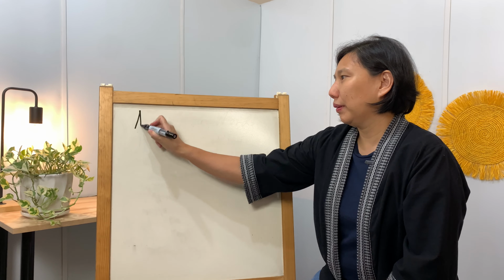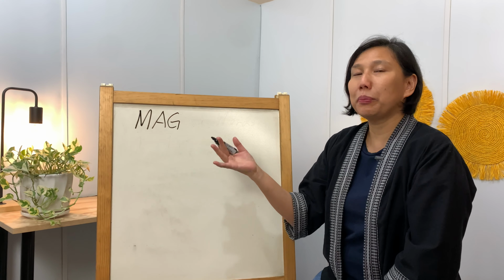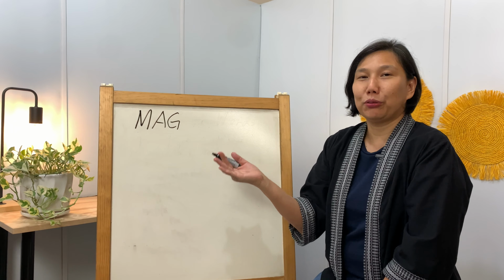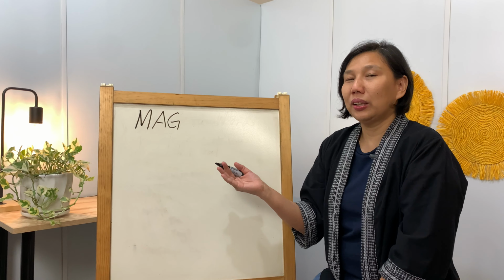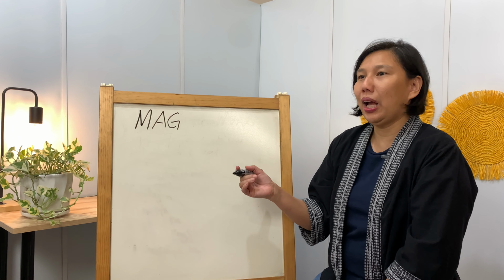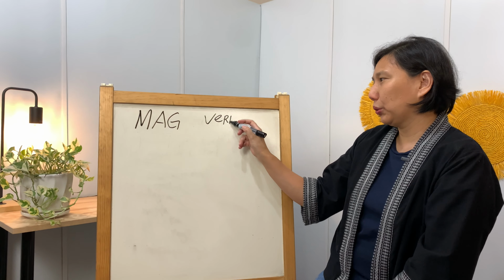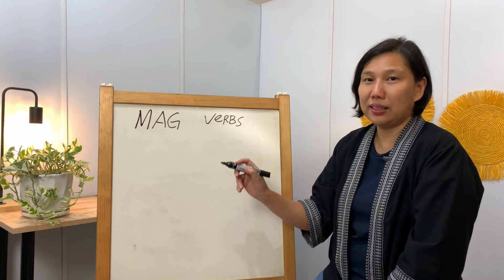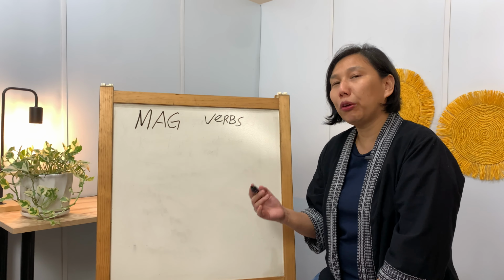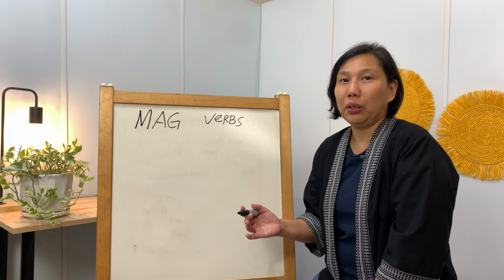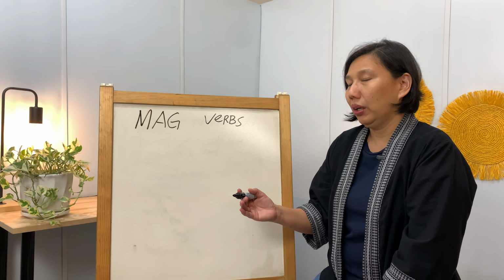Mag-verbs. The affix mag is the most versatile of all the affixes that we use with verbs. Now, how do we form mag-verbs to show the different tenses or aspects of completion? First, how do we form the infinitive or the most basic form of the verb with a mag?